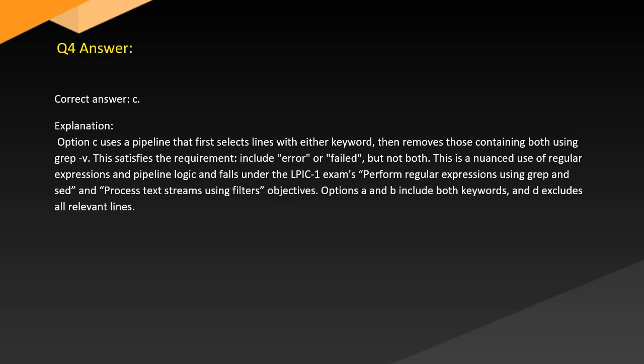Answer. Correct answer: C. Explanation. Option C uses a pipeline that first selects lines with either keyword, then removes those containing both using grep -v. This satisfies the requirement: include error or failed, but not both.